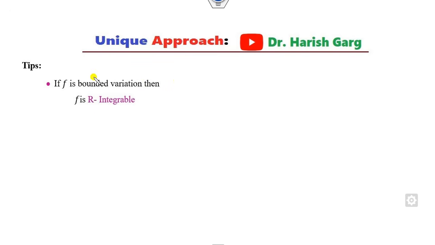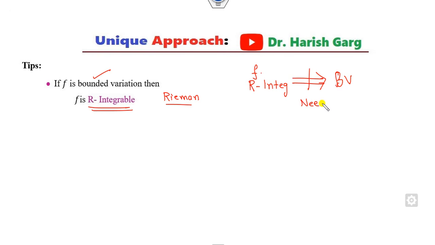Another one: if you prove that f is bounded variation, then f is Riemann integrable. But remember, the converse is not true. If f is Riemann integrable, it may not be a bounded variation. Need not always. But you can clearly say the contrapositive: if the function is not Riemann integrable, then it implies the function is not bounded variation.